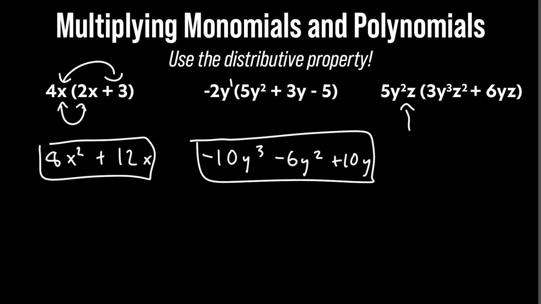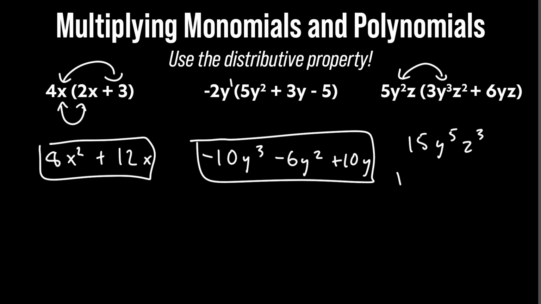Lastly, we have two separate variables, y and z, and we have to use the distributive property to simplify this expression. So the first one here is going to be 5y squared times z times 3y cubed times z squared. So that's going to be 15y to the fifth, since we add 2 plus 3, and z to the third.